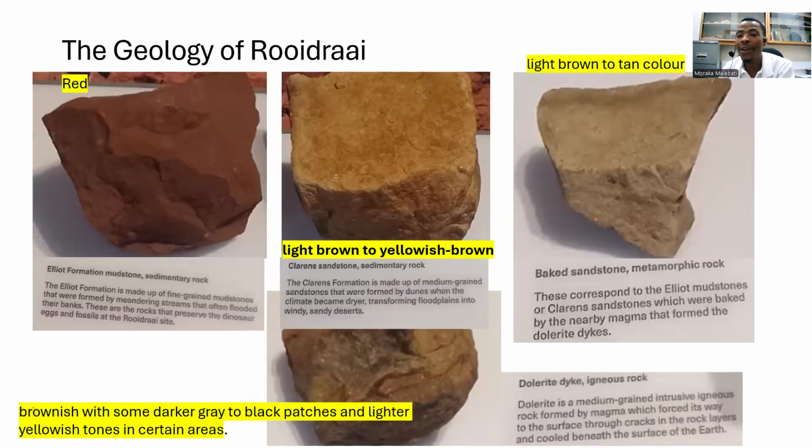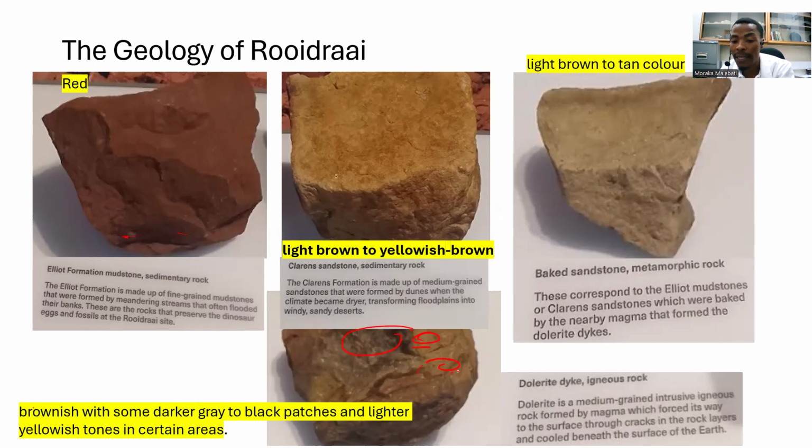So now let's look into those rocks in greater detail. Now we're having that red mudstones. I tried to zoom them in so that you'll be able to see them. We have got these red mudstones, all right. And then here we're having the light brown to yellowish brown of the massive Clarens sandstone. I wanted to zoom it in so that you can see it. And then here you are having this brownish with darker gray patches, and lighter yellowish in other areas.